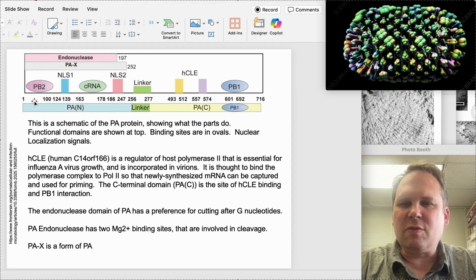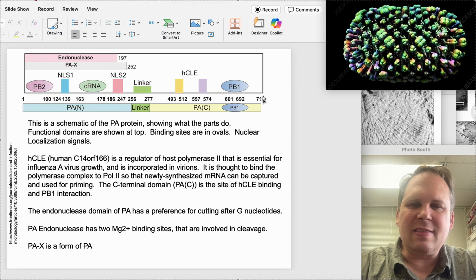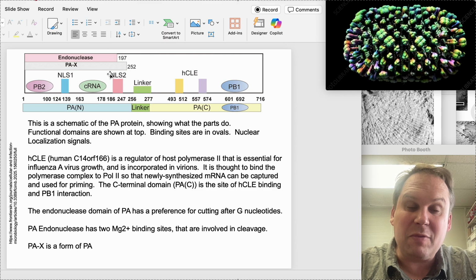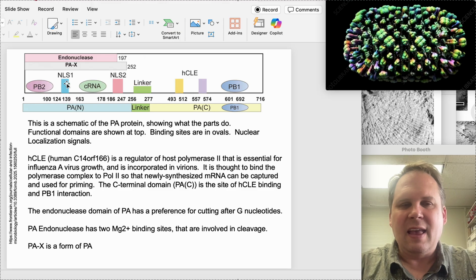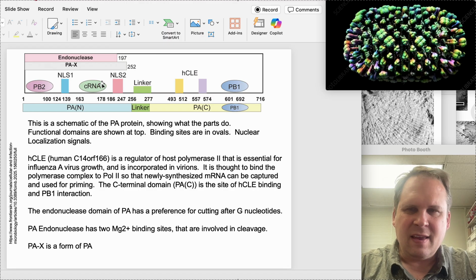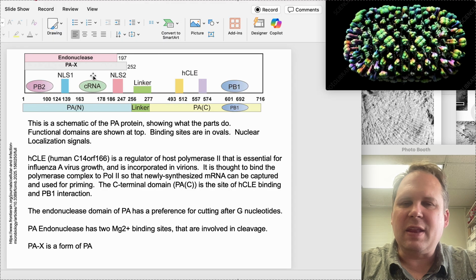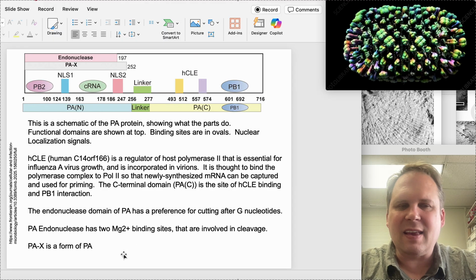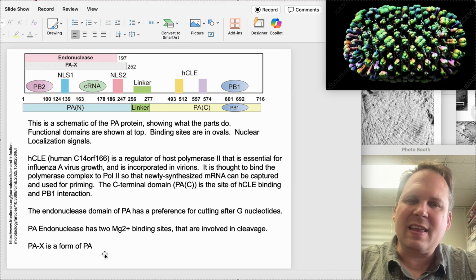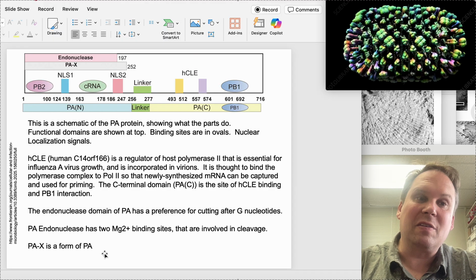So you can translate the gene as normal and you get this 716 amino acid product, or you can translate the gene and you can frame shift and stop early, in which case it'll produce the protein called PAX. Now, PAX, like the PA N-terminal domain, has the complete endonuclease. So it has two magnesium binding sites. It can chop RNA into little pieces, or rather, it can cut in the middle of an RNA, which destroys that RNA.